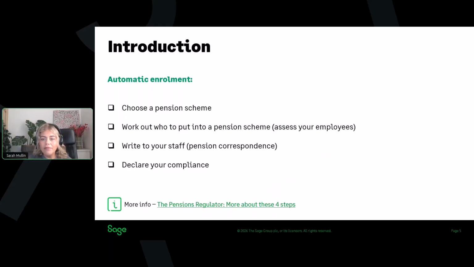And then finally, you'll need to confirm to the pensions regulator that your workplace pension is compliant and that all the information that you've provided is accurate. As always, we have included a link to the pensions regulator website at the bottom of that slide for more detailed guidance on those steps. But you do want to keep those 4 main duties in mind as we go through today's session.